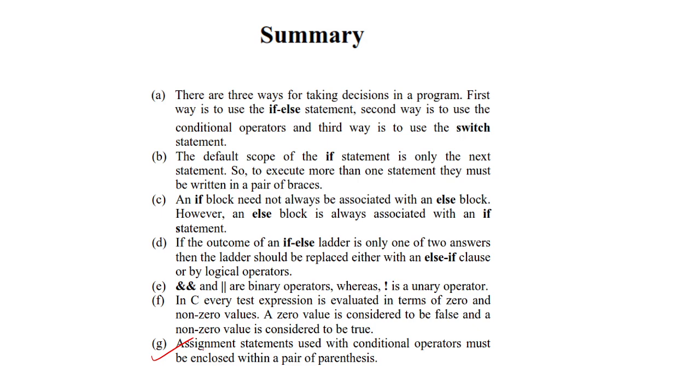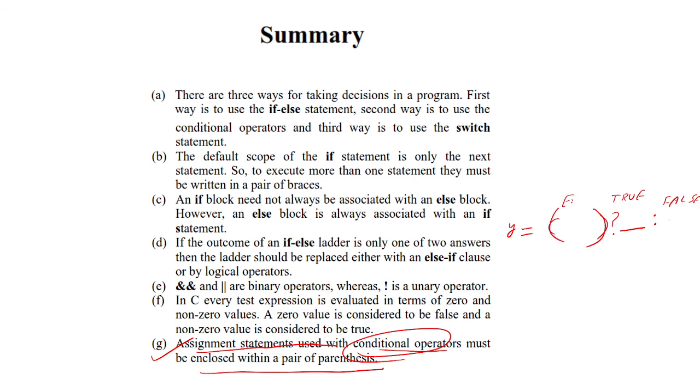And the last is: the assignment statement used with the conditional operator must be enclosed within a pair of parentheses. Meaning if we are using the conditional operator and we are assigning something, then this expression should be in parentheses. After that we will use the question mark operator and the value which will come on the true of the condition. After that the colon operator and the value for the false condition. So this expression should be in the parentheses.